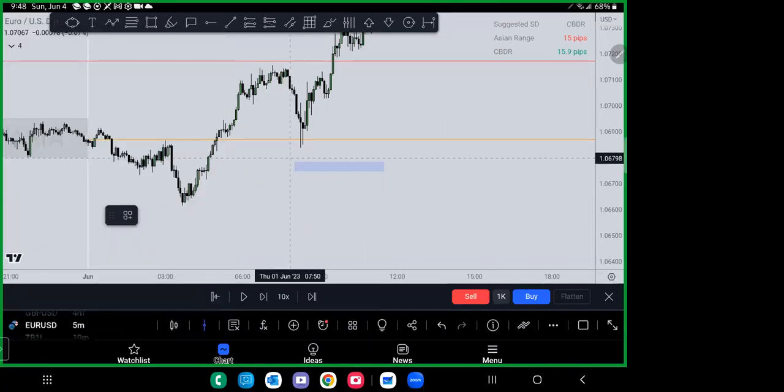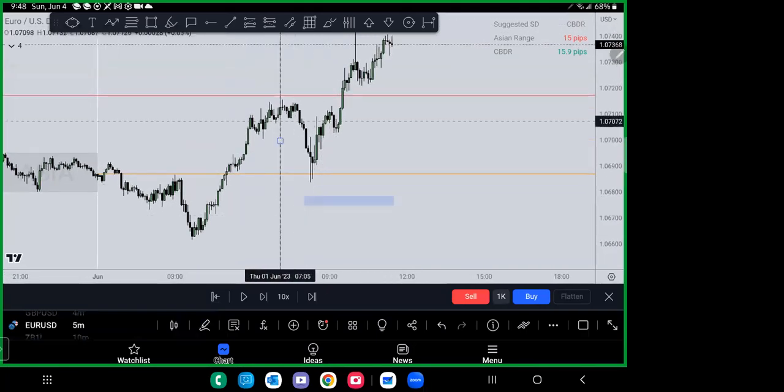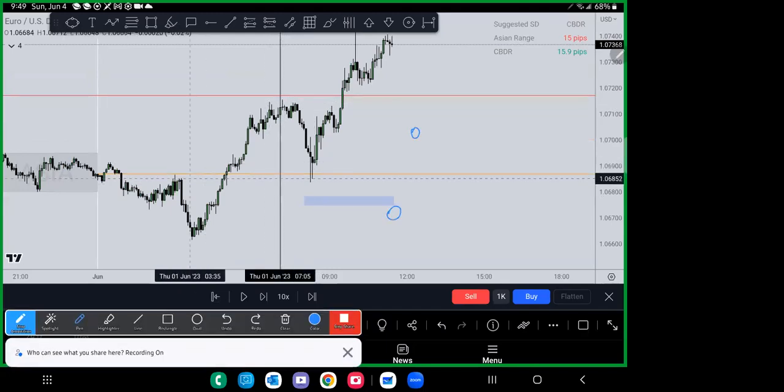I already know what I'm looking for, right? I've decluttered my mind. 7 a.m. open, little inducement above this high. So 7 a.m. open, little inducement above that high, and then we rally lower, right? Optimal trade entry from this range.